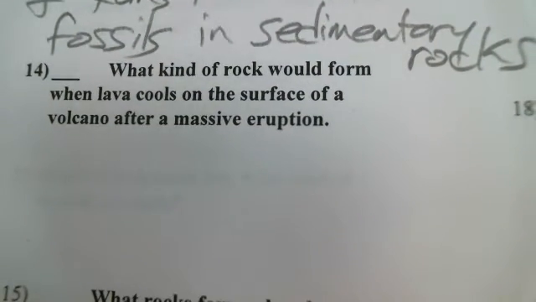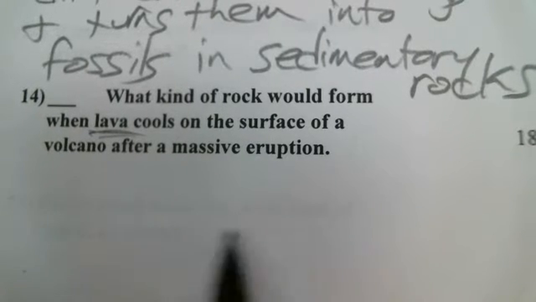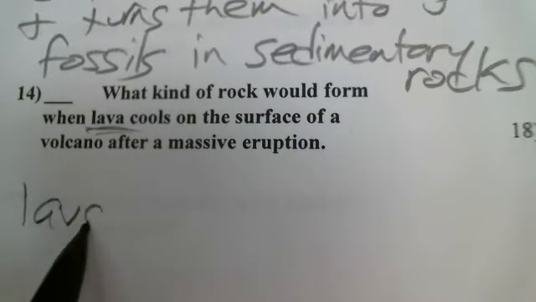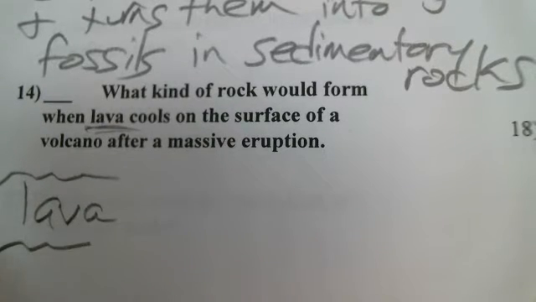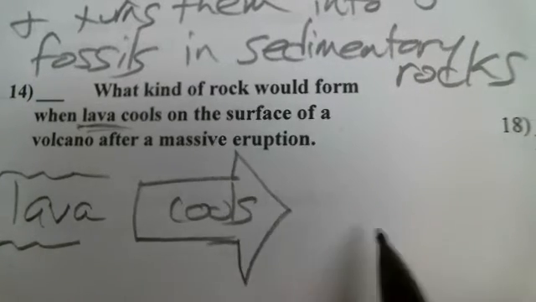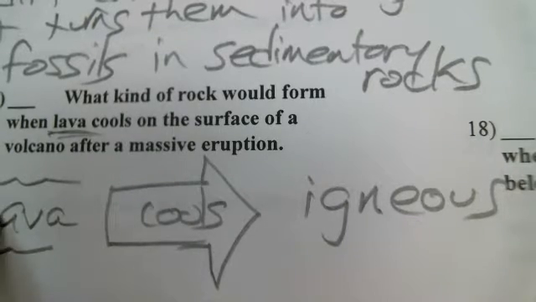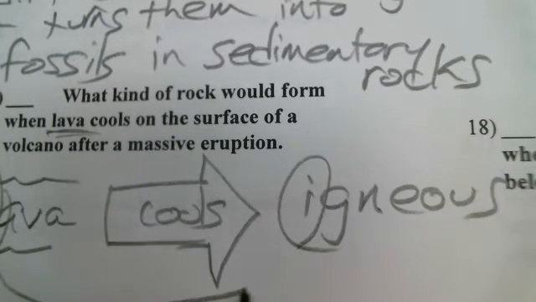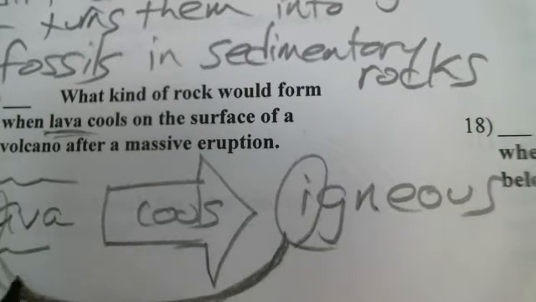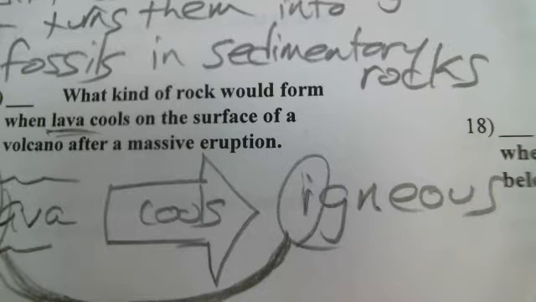Number 14. What kind of rock would form when lava cools at the surface of the volcano in a massive eruption? Okay, if you got question number 14 wrong, please copy this diagram. We have lava, squiggly lines meaning it's hot liquid that's got to cool. And when it cools, it turns into igneous rock. Circle the L and circle the I and connect them together. They kind of look alike, both being vertical lines. And so that might connect the idea of lava and igneous in your mind.